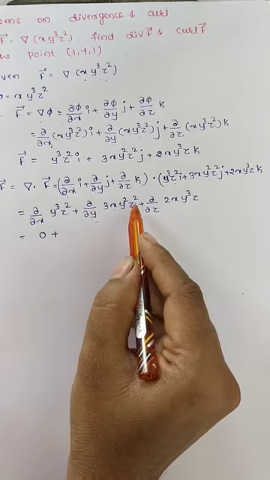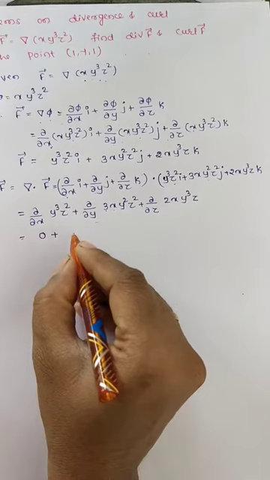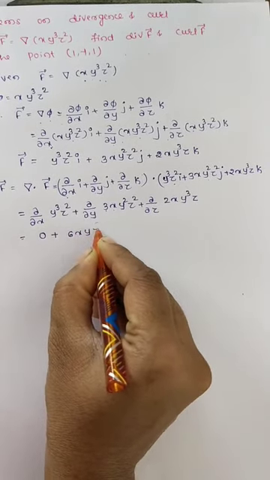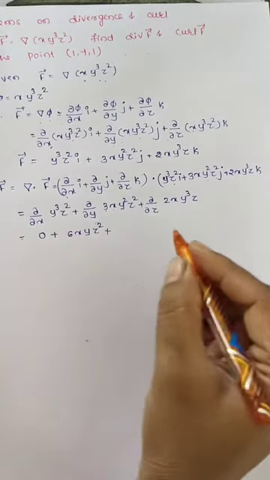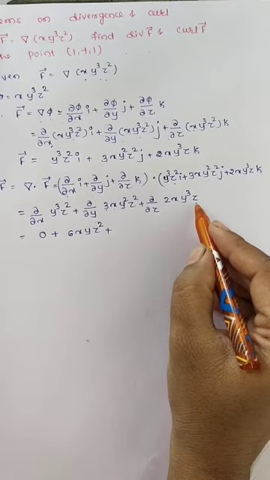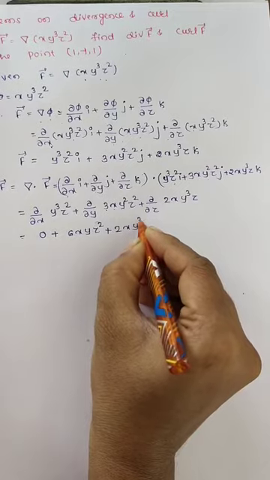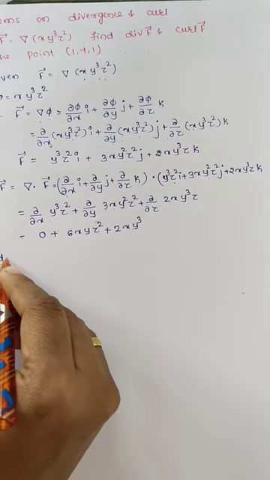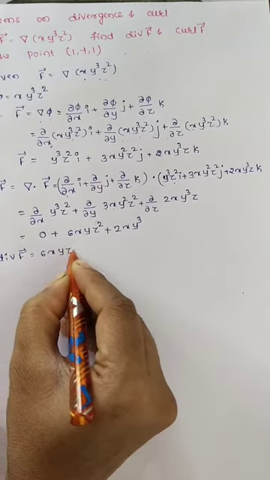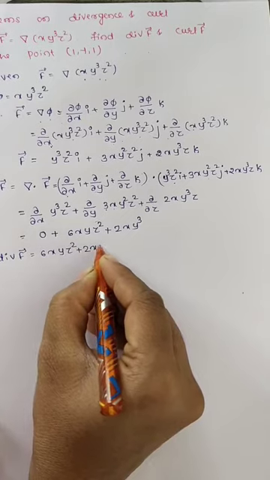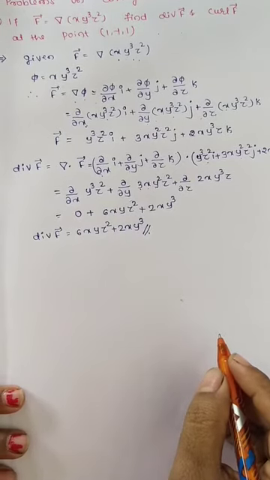3x y square z square. The differentiation of y square is 2y. 2 into 3 is 6 x y z square. X and z square are constants. Plus now here we differentiate with respect to z. Z becomes 1 and x, y are constants. Now the divergence of f becomes 6xyz square plus 2xy cube. This is our divergence of f.